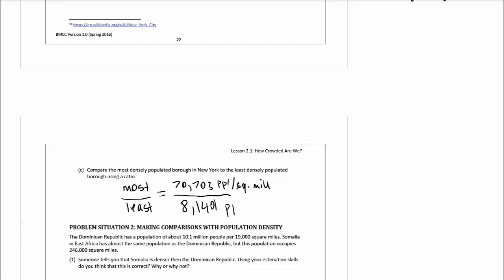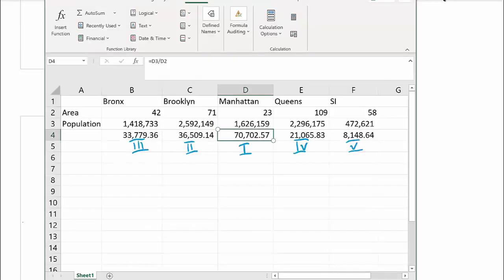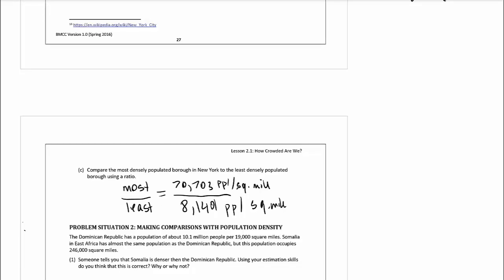8,149 people per square mile. Those are the same units. Let me double check that I got the number right. 8,149. And then we're going to divide this on a calculator and see what we get. So 70,703 divided by 8,149. So that's about, let's round it to maybe two places.